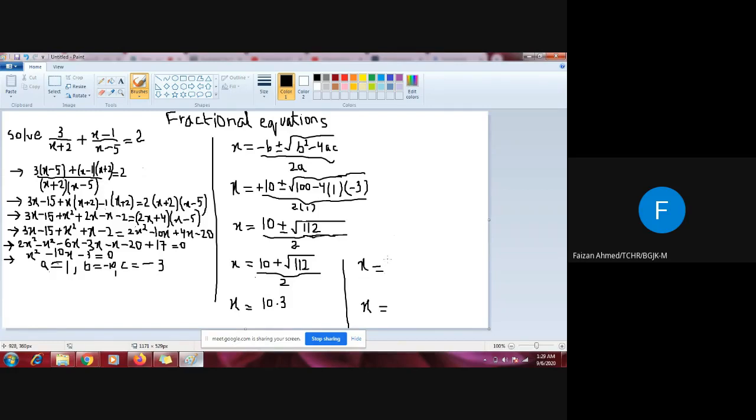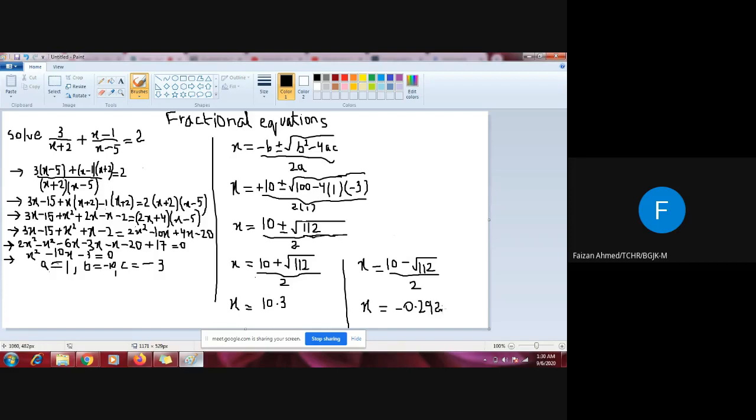And the next one will be with the negative 10 minus square root of 112, and the denominator is 2. So this will be negative, and my answer will be minus 0.292. You can round it off, or you can find your answer exactly to 3 or 4 significant figures. It's up to you.